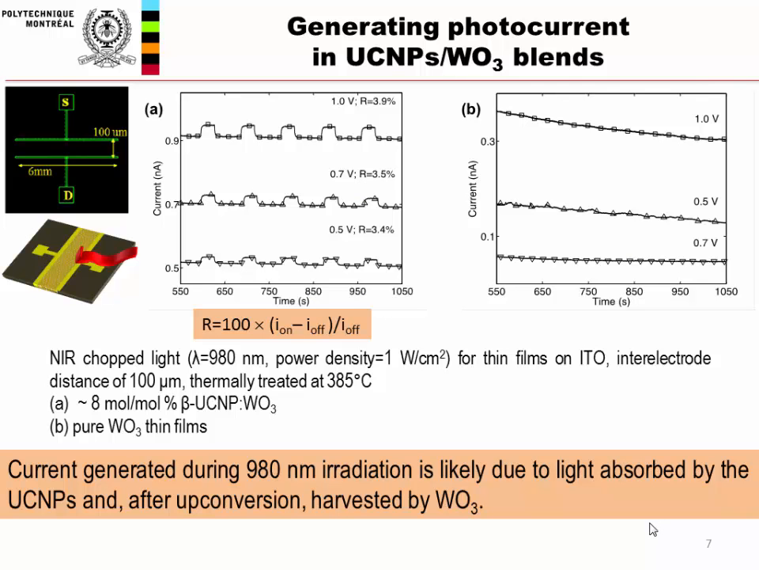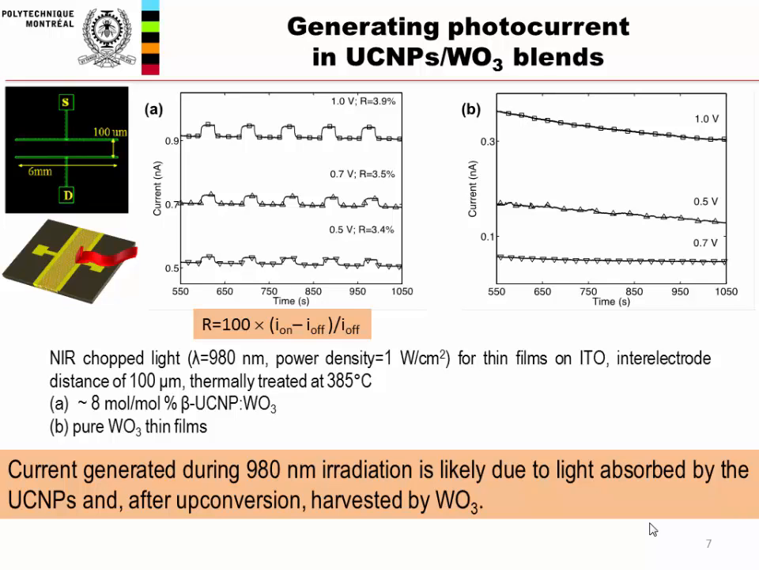I would like to go straight to the results, because I really would like to know your opinion on them. So, if we have this layer of about 200 nanometers, with 8% of upconverting nanoparticles in the tungsten trioxide matrix, we actually observe, and these are the biases we apply, 0.5, 0.7, 1 V, a good increase in the current once we expose it to the 980 laser. Now you have here values of 3.4, 3.5, 3.9, where R is the difference between the current in presence of the laser light minus the dark current, divided by the dark current.